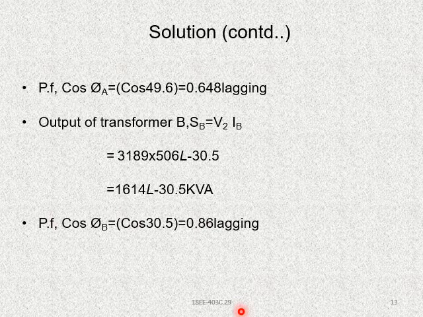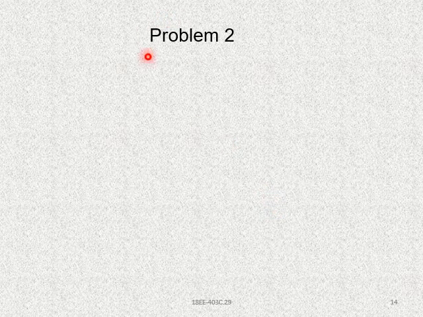So this is the entire problem structure. We have found the value of V2, the outputs of transformers A and B, and also the power factors of transformers A and B. Okay, now moving on to the next slide. It's problem number 2.